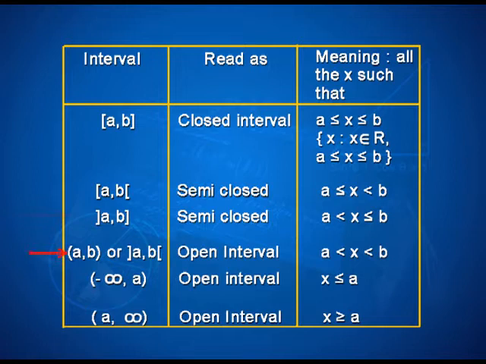With round brackets A comma B or open brackets A comma B is called an open interval. This includes all the points between A and B, but not the points A and B. So, 2 comma 5 with an open bracket or a round bracket would include the integers 3 and 4, but not 2 and 5. Minus infinity to A is an open interval again with an open bracket at A and open bracket at minus infinity.